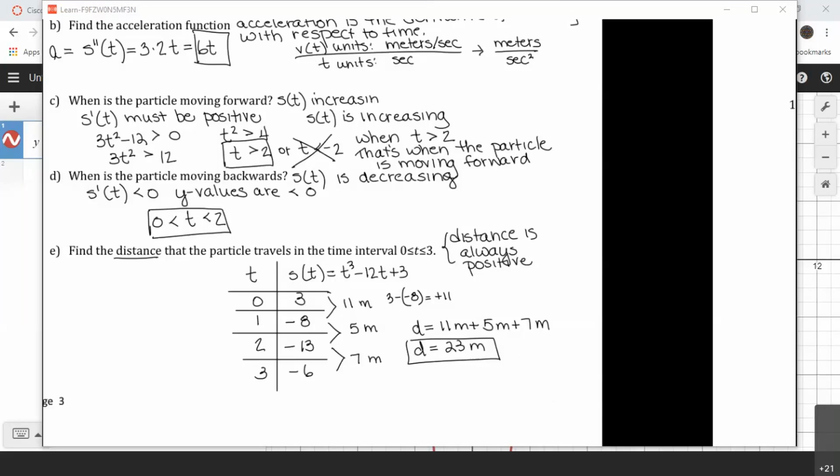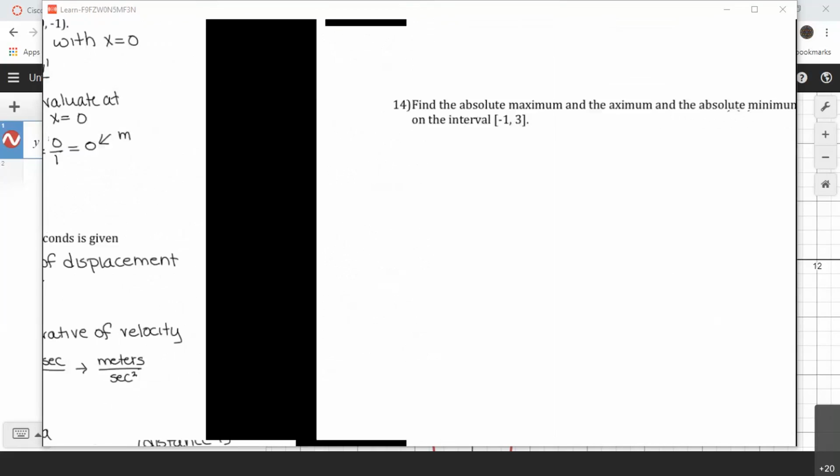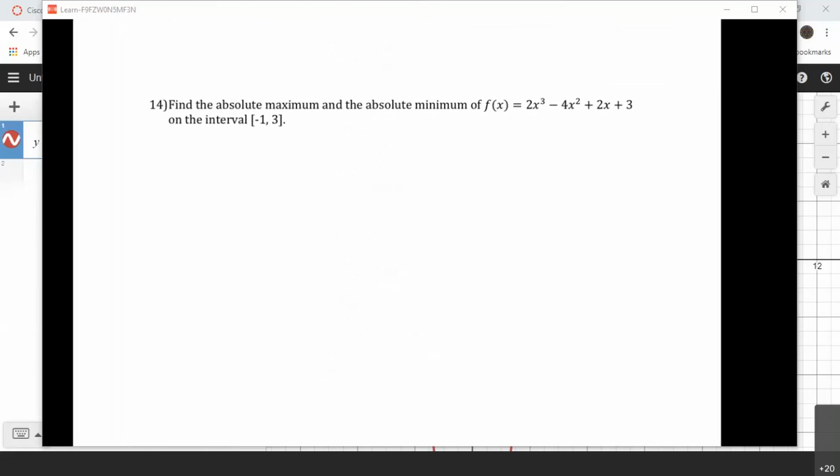The next whole bunch of questions are all pretty similar. They ask you to find maxima, minima, or absolute maximum, absolute minimum. Okay, so I'm only going to do a few of these, because some of them are kind of repeats. They're just there for practice. But I will upload my notes with everything.